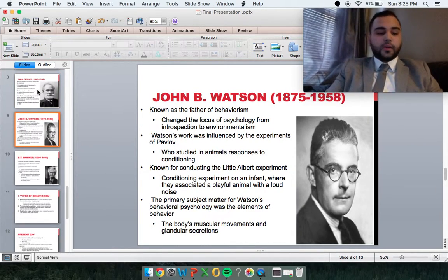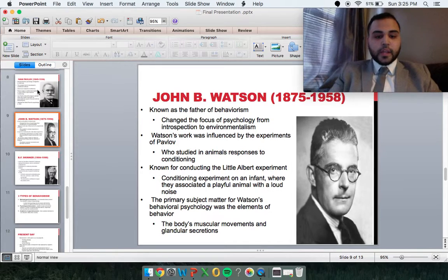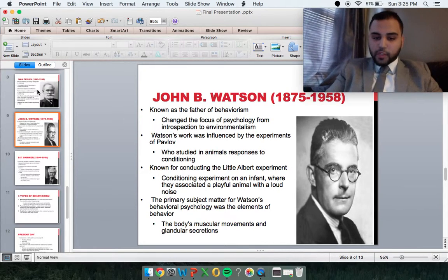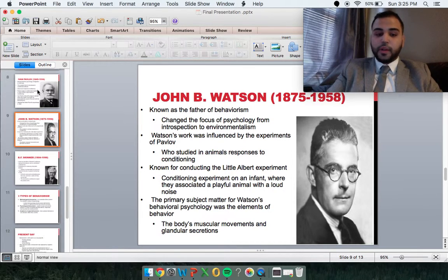So let's get on with John B. Watson, born 1875, died 1958, known as the father of behaviorism. He changed the focus of psychology from introspection to environmentalism. Watson's work was influenced by the experiments of Pavlov, who found the conditioning, and he just took it and ran with it. He is known for conducting the Little Albert experiments, a conditioning experiment on an infant, as I mentioned before, where they associated a playful animal with a loud noise.